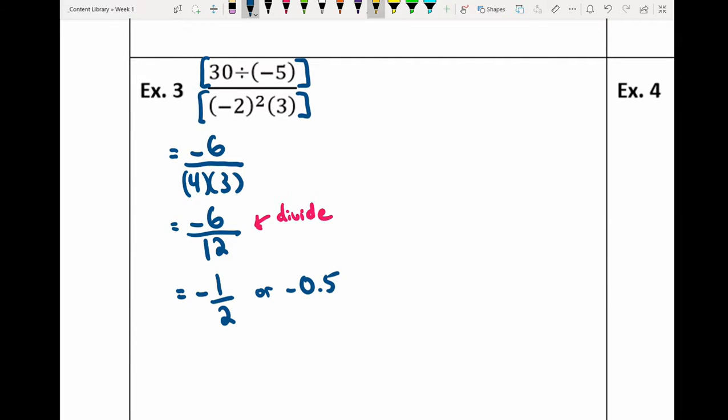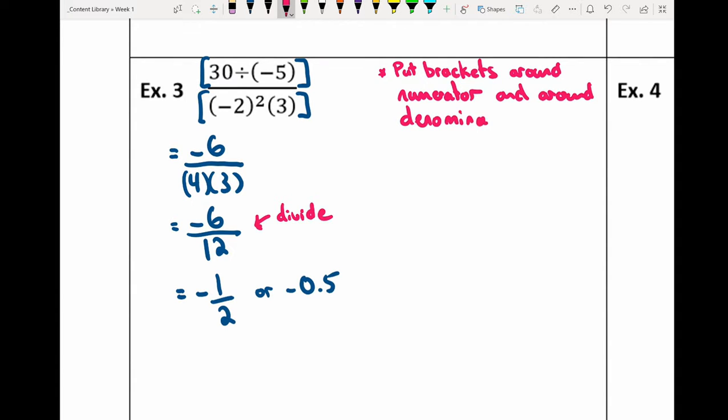So even though this one's a little different, there's only one thing we just need to keep in mind. You can put a little note if you want. You're going to put brackets around the numerator and around the denominator, and treat them separately first.